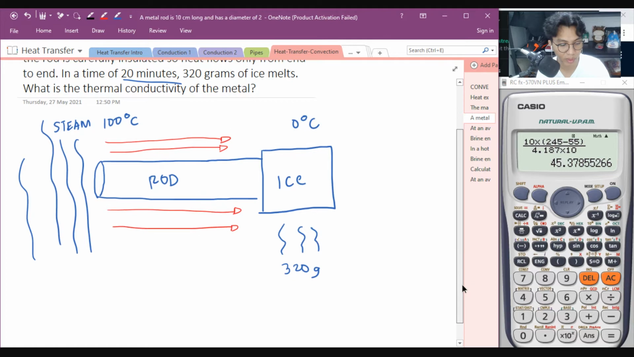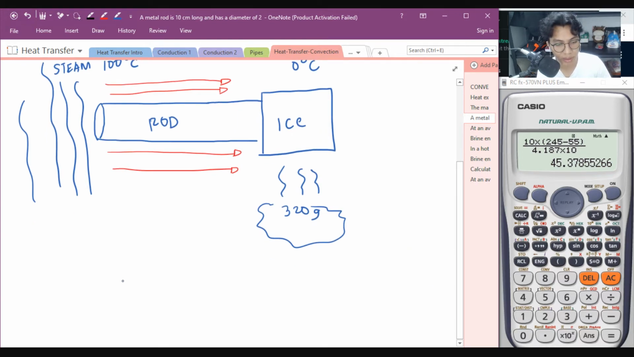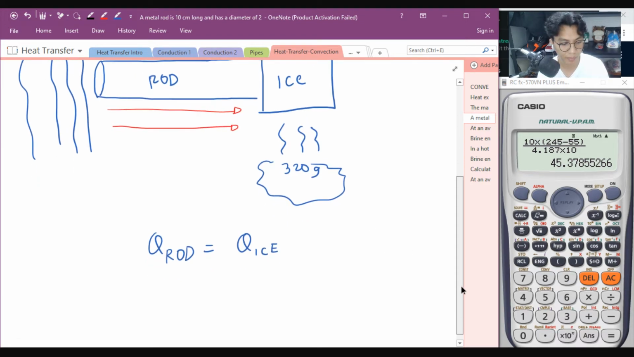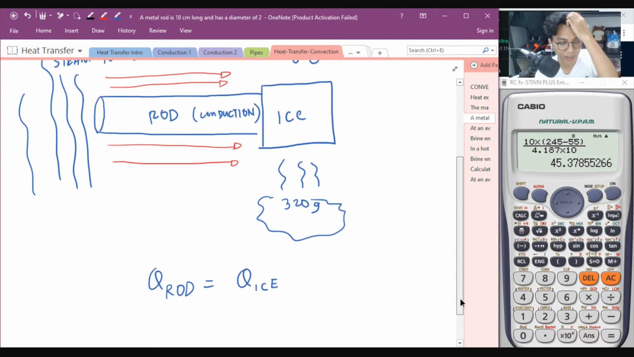Okay. Naging H2O na to. Nag-melt yung ice eh. So, na-measure niyo yun. Ibig sabihin, yung heat that is absorbed by your rod coming from your steam is transferred to the ice. Kaya nga nag-melt siya eh. Okay? Now, ano po ba yung naging heat transfer dito? The heat transfer here is simply conduction. Nag-conduct yung heat from hot side to the cold side.